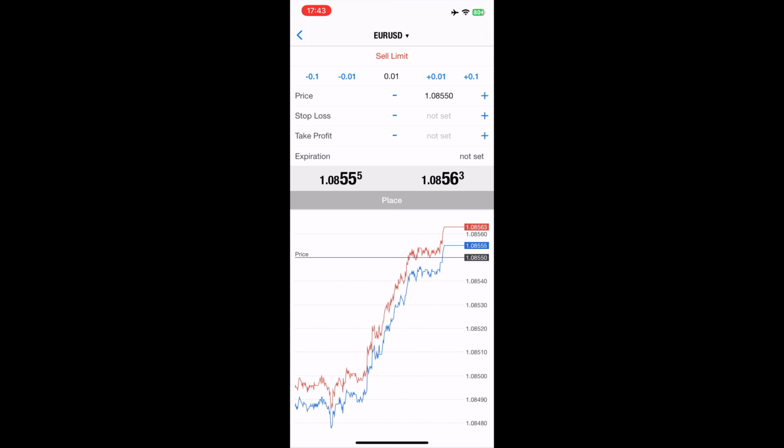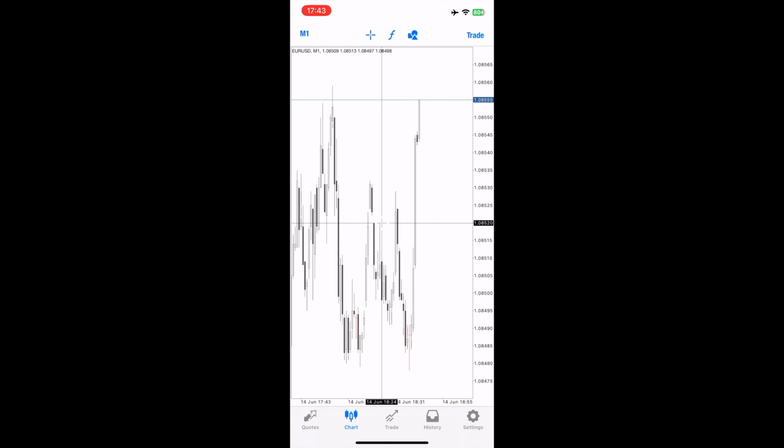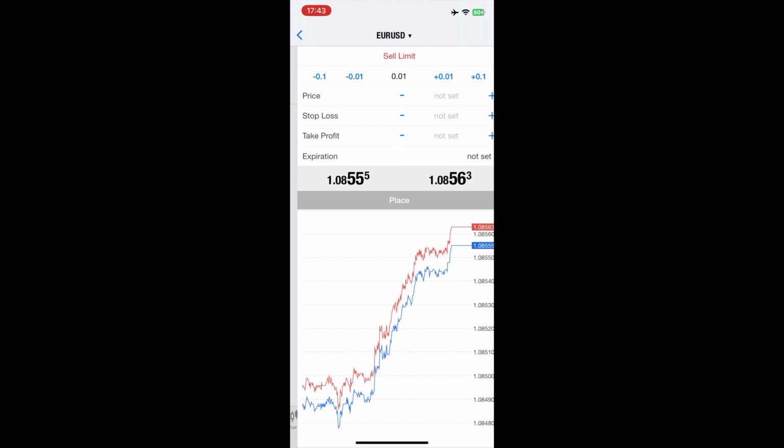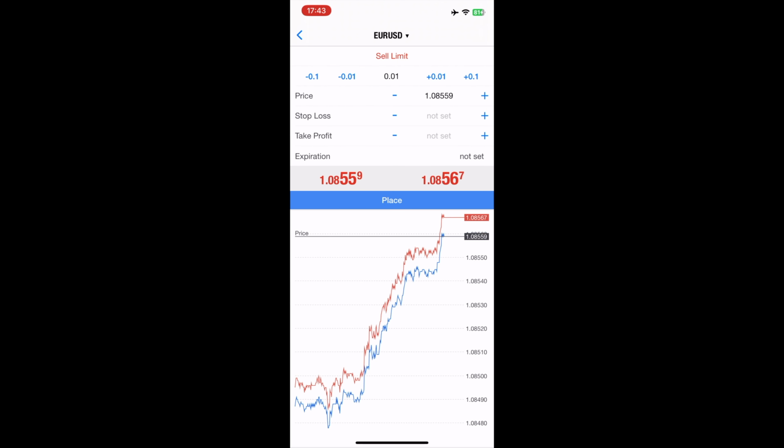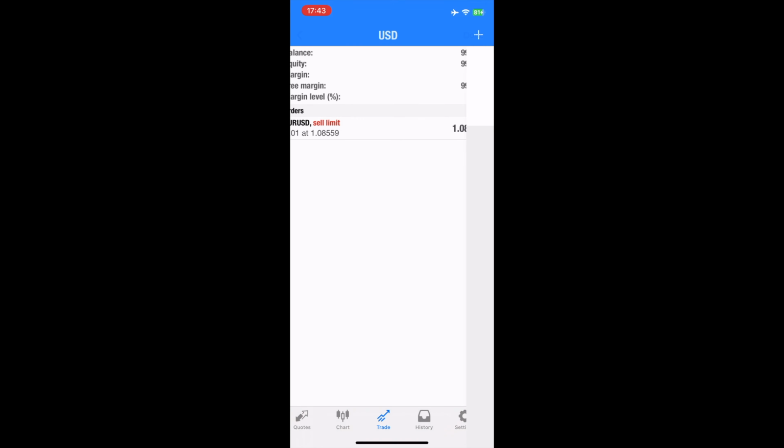Now, this is not possible again because I believe price has passed there already. So you can see price has passed there. Let's quickly have maybe a number higher than that. Let's say 559. Let's have 559 quickly. Sell limit 08559. I can click on place. So this is a sell limit.